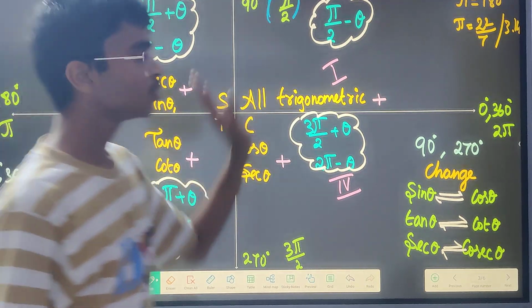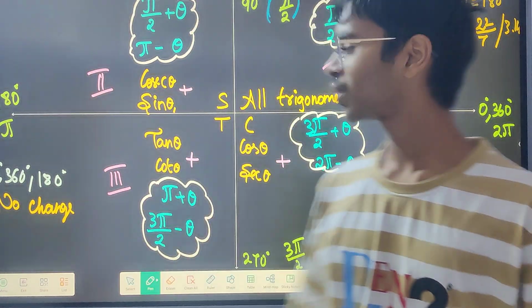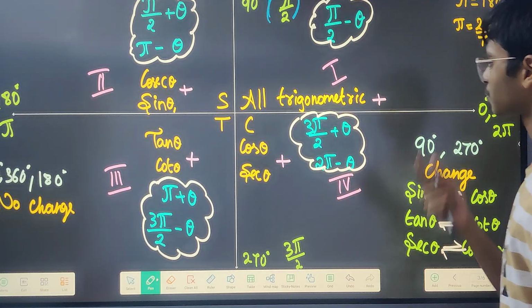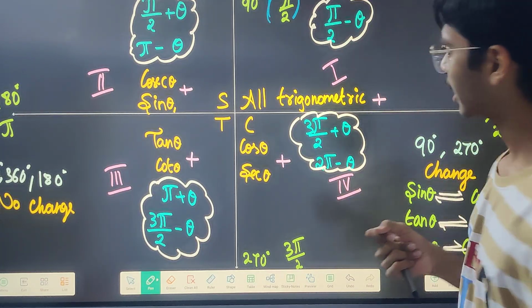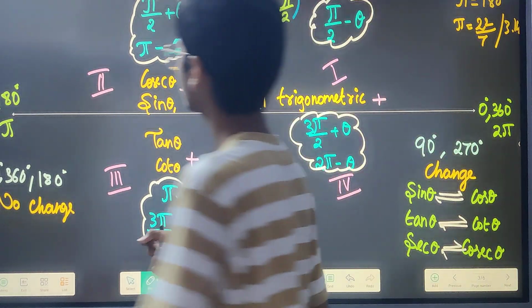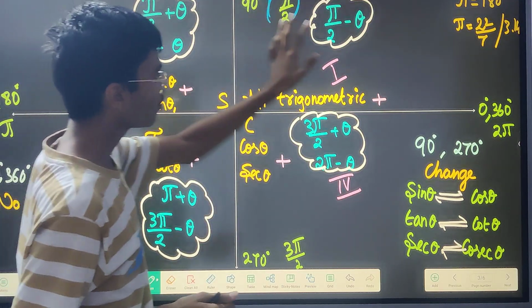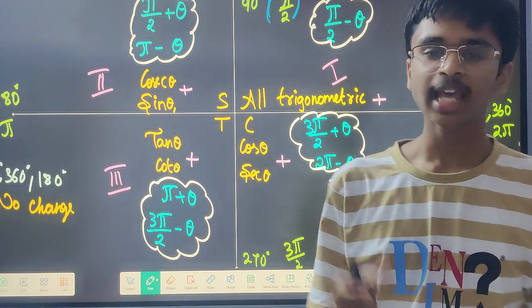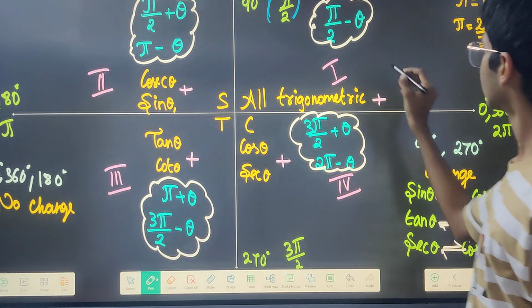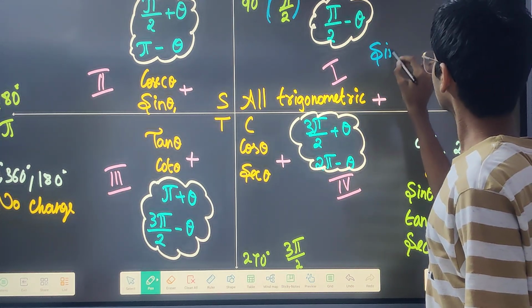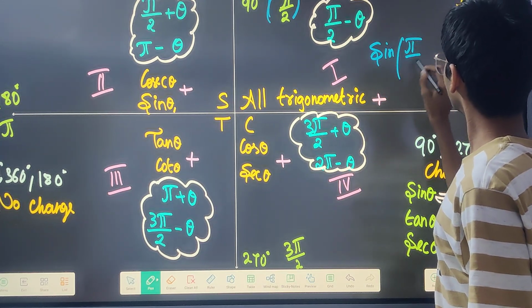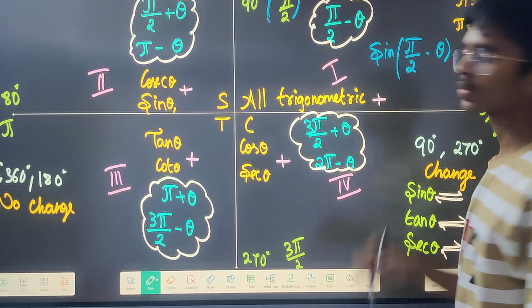So how will you convert? I don't know whether space will be enough or not, but it's okay. Here I will write conversions. So first we'll write this part, the first quadrant conversions. That means any angle is like this. Sine pi by 2 minus theta.